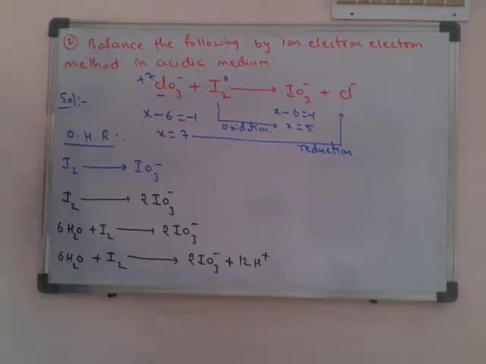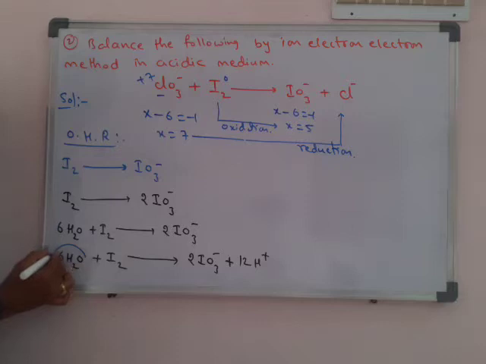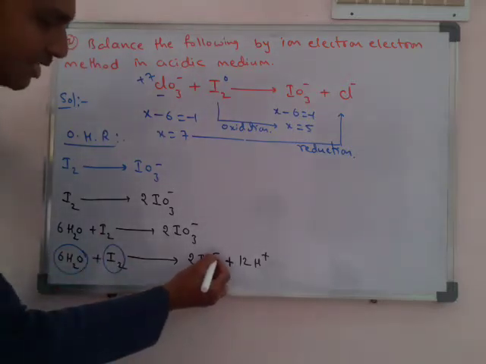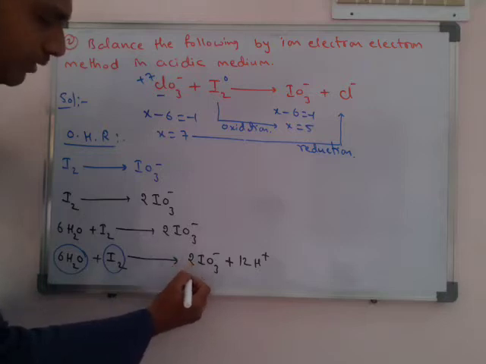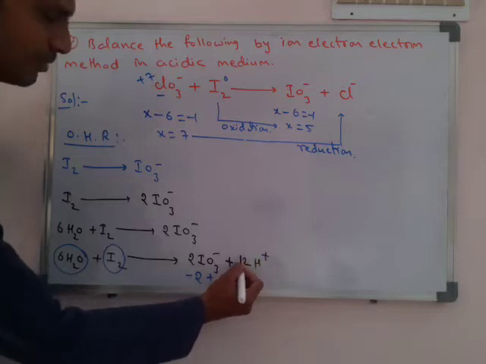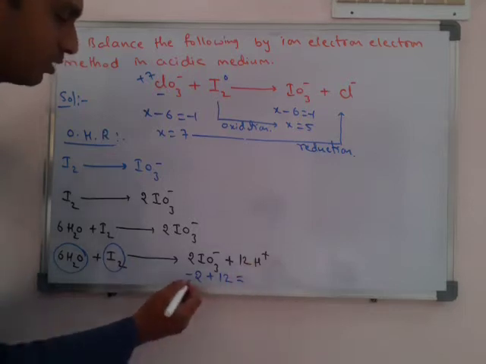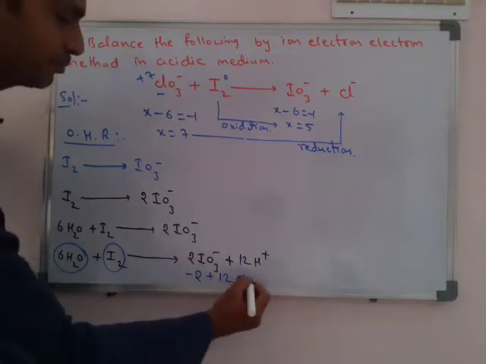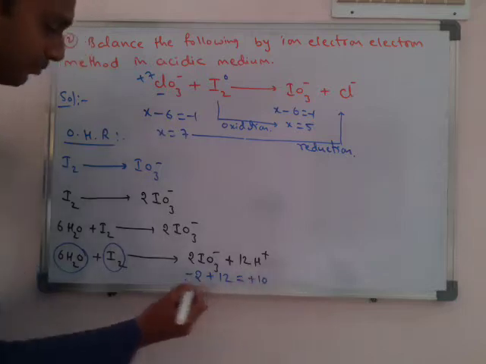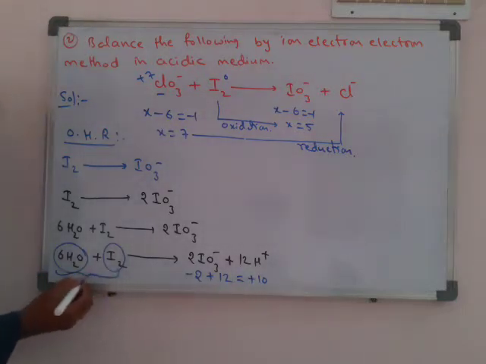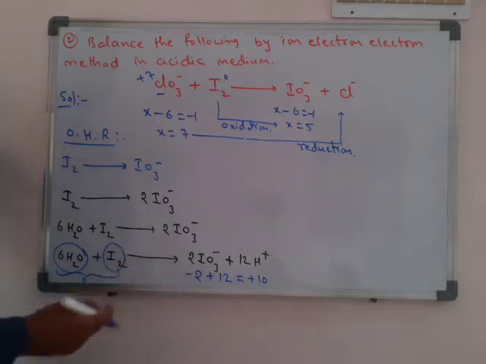What is the left side charge? There is no charge on the left side. The overall charge is 0, I2 is 0, no charge. Here IO3 minus is minus 1, and with 2 units, that is minus 2. Plus 12 units of H plus, that is plus 12. What is the total on the right side? Plus 10. So the total charge here is 0, and here plus 10.